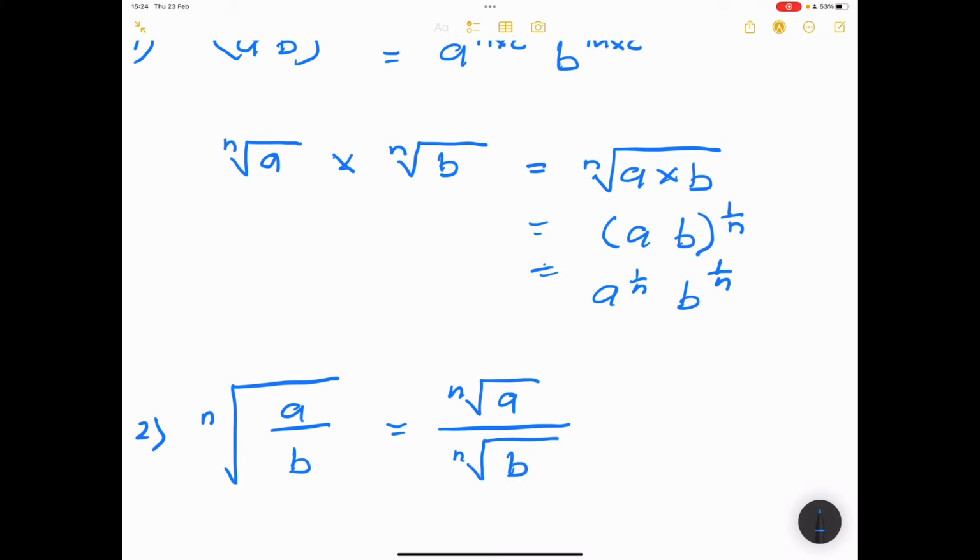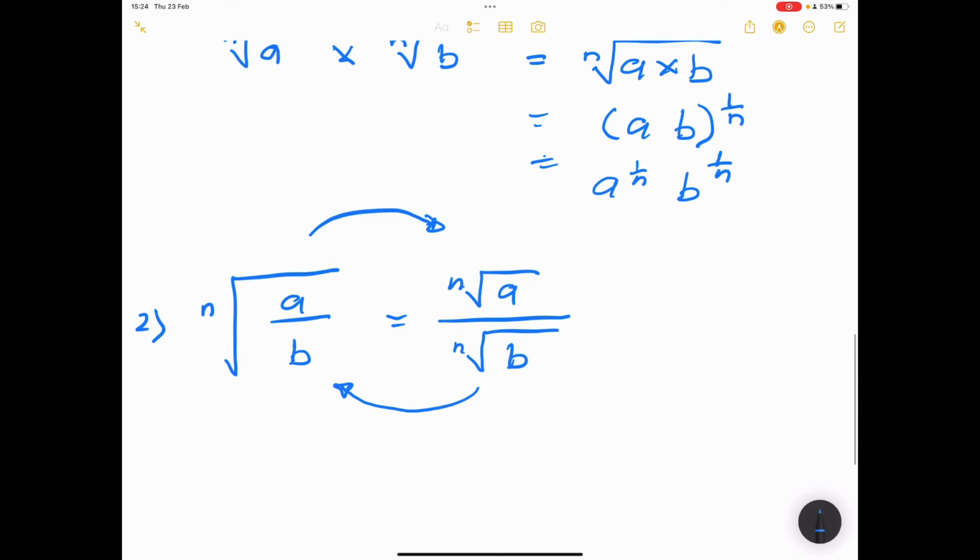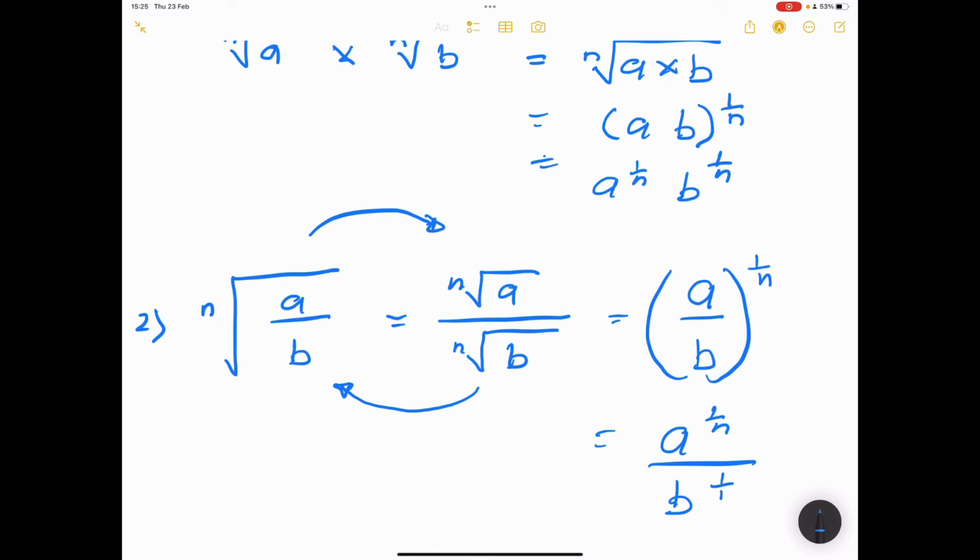Now note, in the same way that we can simplify this going that way, we can also write it in reverse. Of course, it will depend on what we're trying to simplify, right? So what can we represent this as in terms of exponents? This is the same as (a over b)^(1/n). If you remember, we said the nth root we can write as 1 over n. And so this would be a^(1/n) divided by b^(1/n).